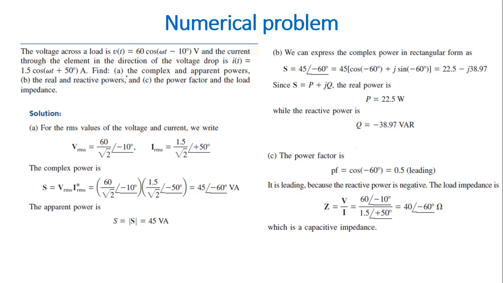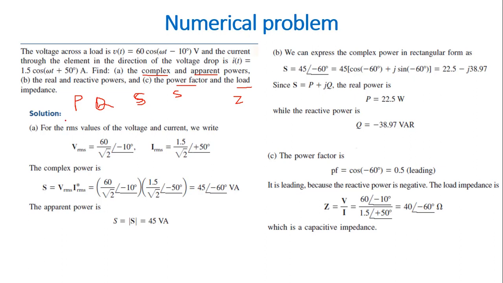Let us first give the terminologies for this. Complex power is represented by S, apparent power is represented by S. This is capital S. Notice the difference. This is complex power, this is apparent power. Real power is denoted by P, and reactive power is represented by Q. Then power factor, which is nothing but cos of theta v minus theta i, and then load impedance, which is Z.